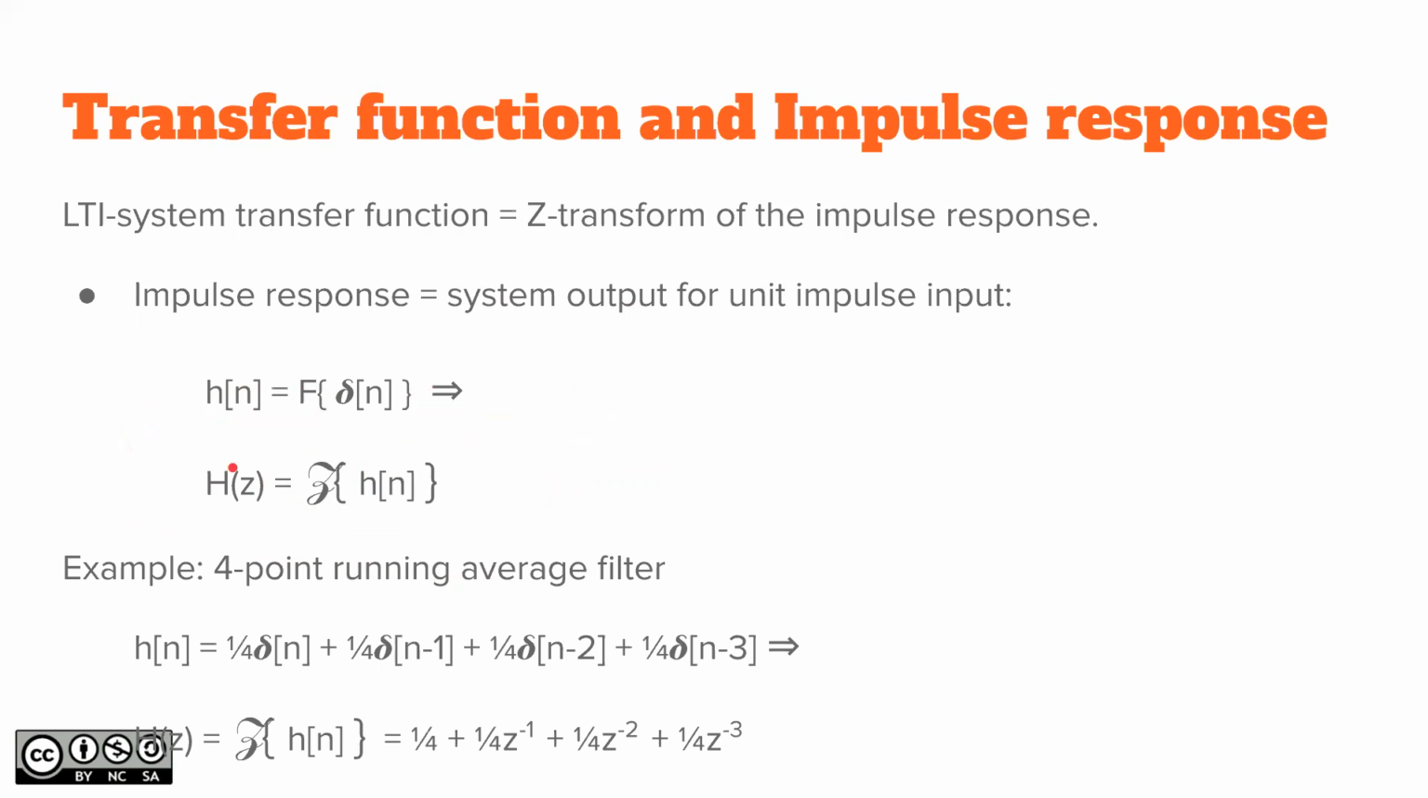In some DSP books, this is taken as the definition. On the other hand, the definition of H of Z is that the Z transform of the output is the same as the transfer function times the Z transform of the input. So it's the frequency space representation of the system.